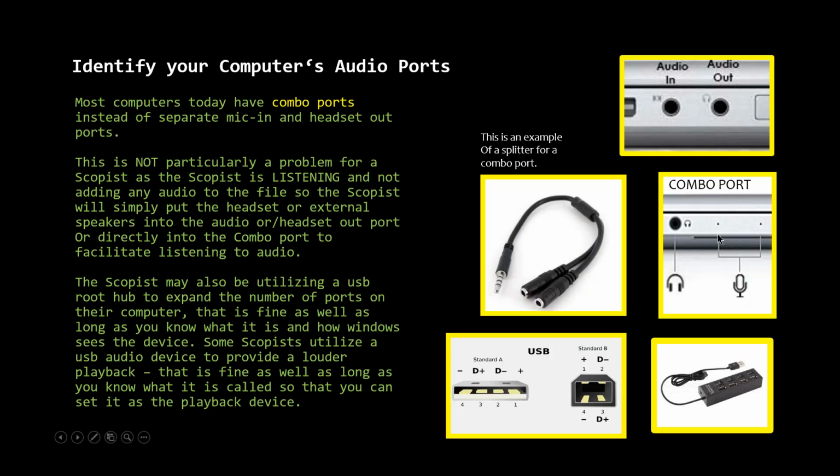You can't plug anything into it unless you get a splitter like this, which has a mic on one of the inputs and a headset on the other. You would then plug this part into the computer's combo jack, and then you would plug your microphone into one and your headset into the other so that you could still use the combo port for both listening and recording. Again, this may be irrelevant to you as a scopist.